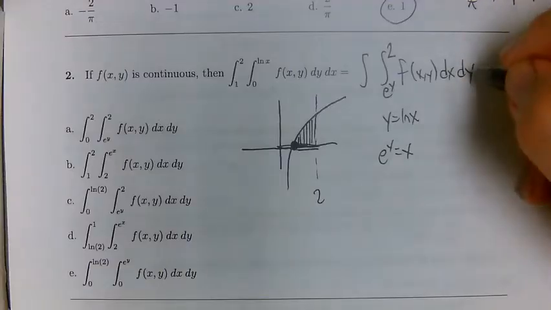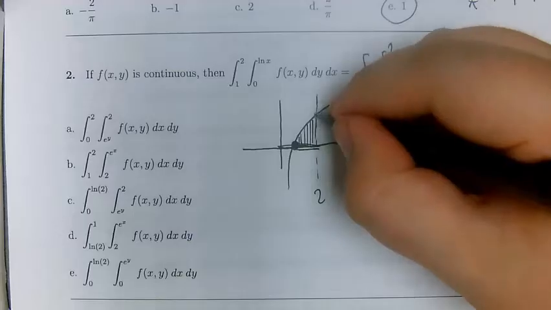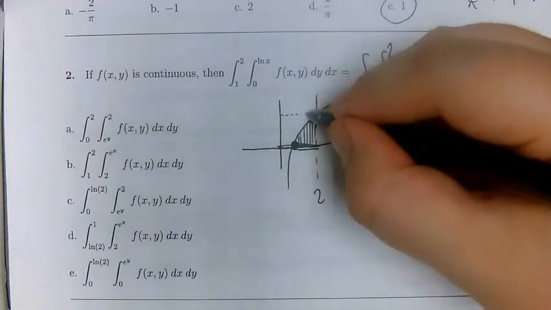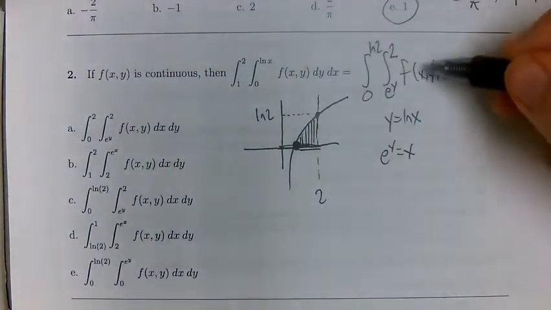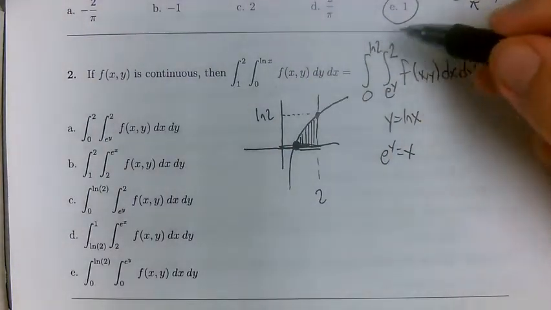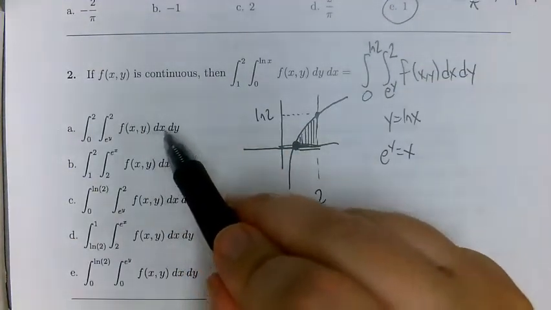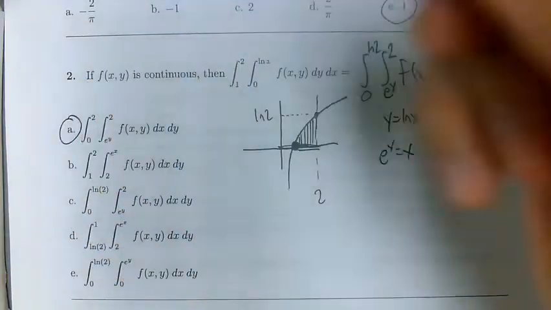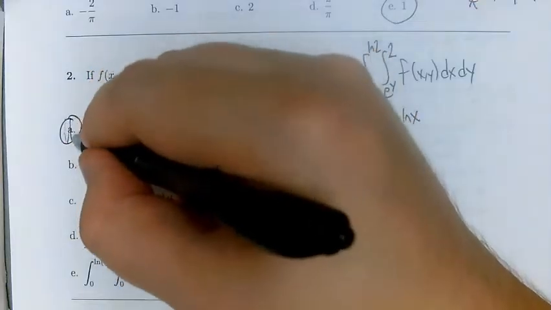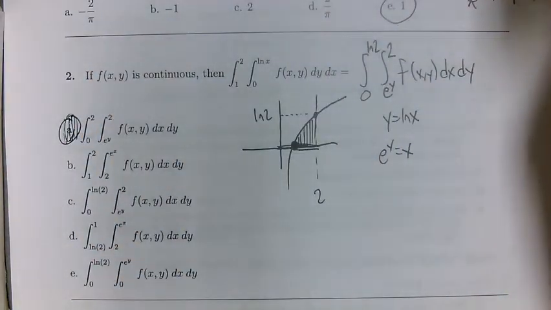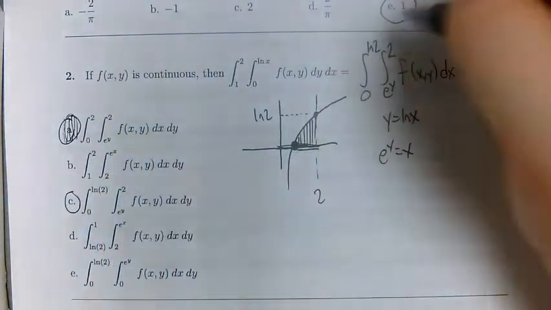And then finally, what is the range of y values that I have? I have y equals 0 down here. And then which y value is this? Well, if we plug into the natural log we had earlier, we have ln of 2. So this integral can be rewritten as the integral from 0 to ln of 2, e to the y to 2, of this function right here. And hopefully that's one of these choices. That's the very first one, so it looks like A is going to be our answer. Oh, wait, sorry, that's not ln of 2, that's just 2. Which one is it? Here it is: 0 to ln of 2, e to the y to 2. All right, good.